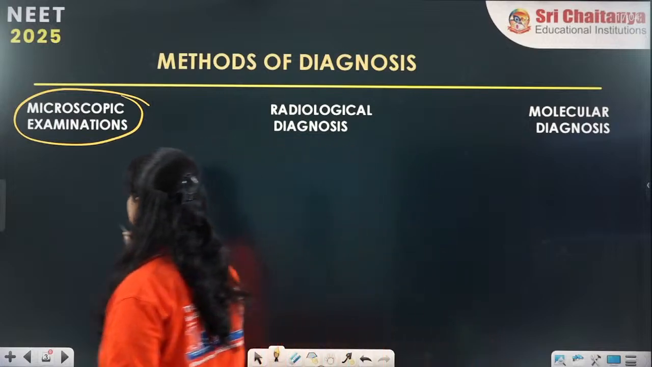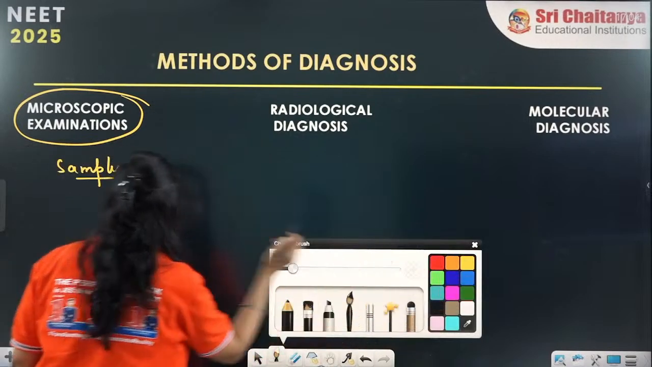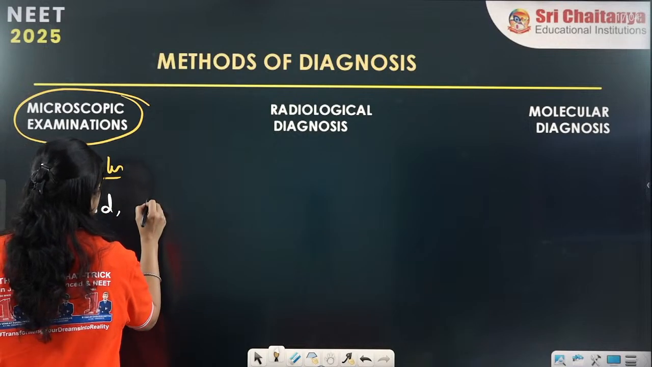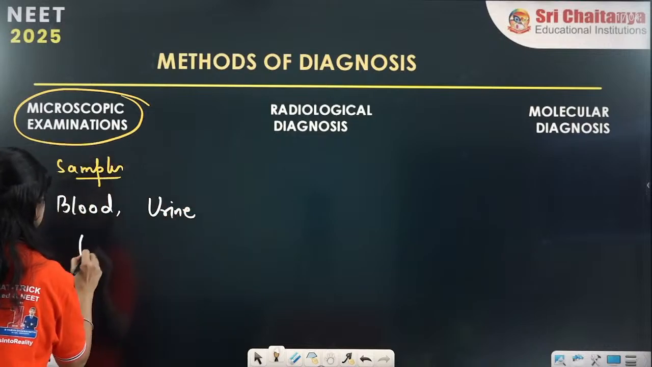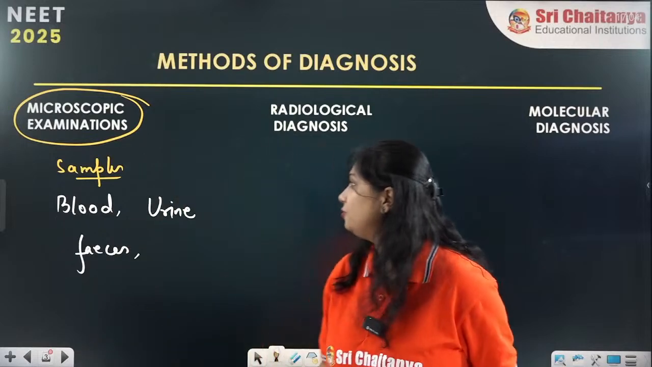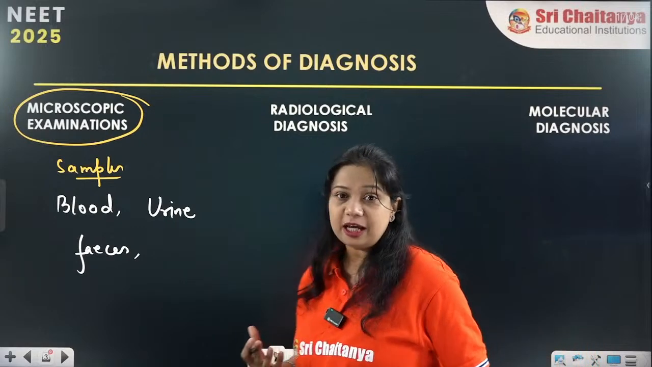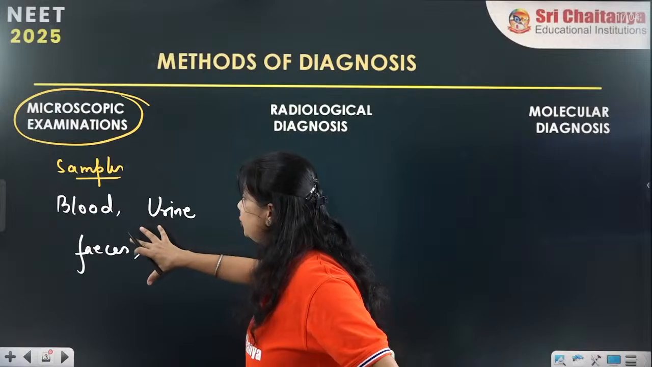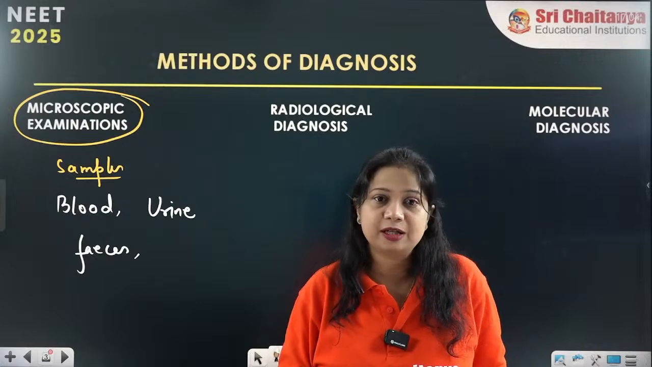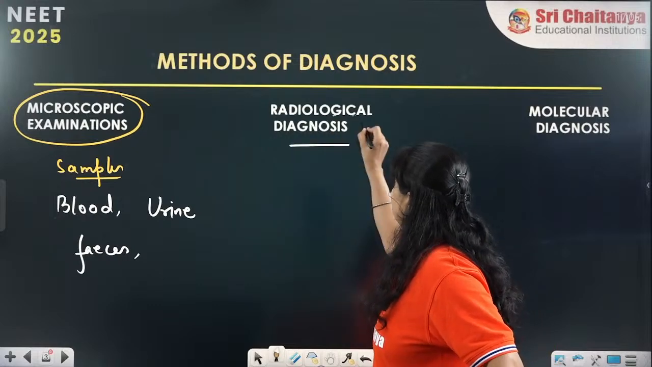So, microscopic examination of different samples from the patients. What could be these samples? Samples such as the blood, samples such as the urine, samples such as the feces, all these are utilized for the processing of the microscopic examination. So, for microscopic examination of the different types of organisms, these are the important samples. Other than this, there are many other samples present, but these are the basic samples that we should collect for any further investigations.